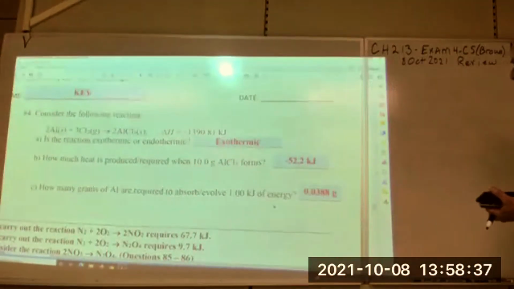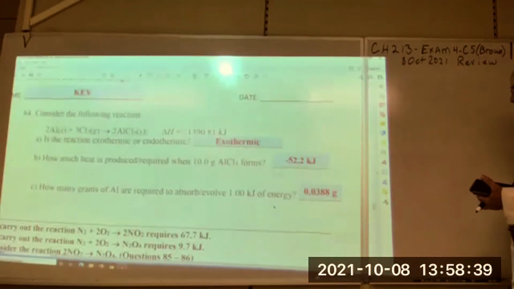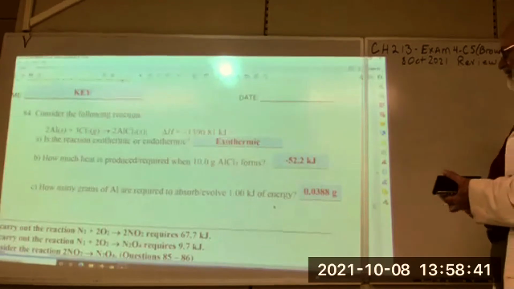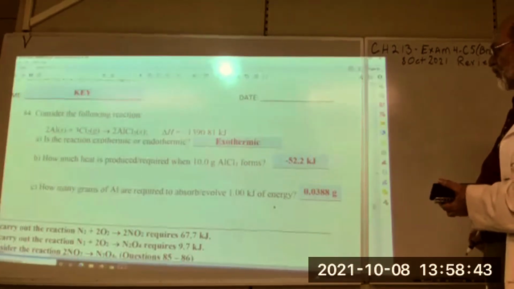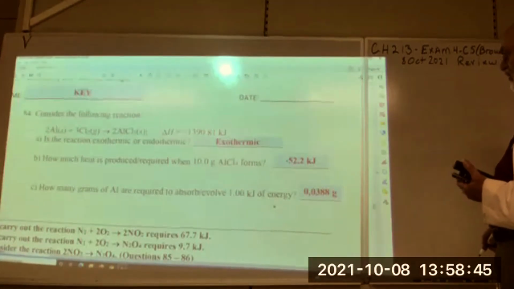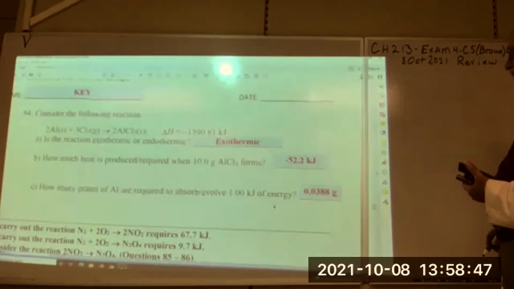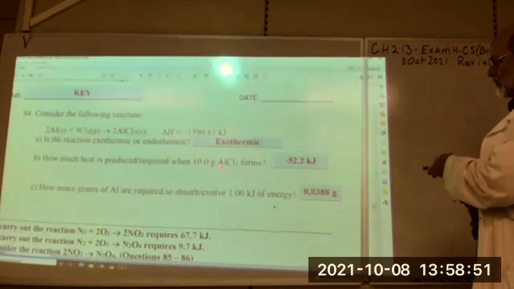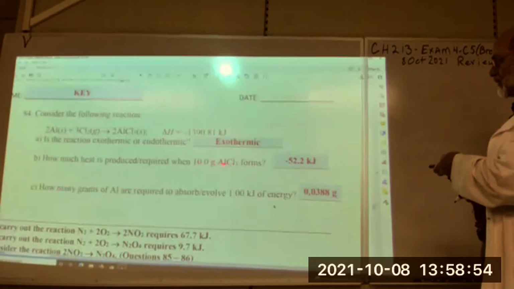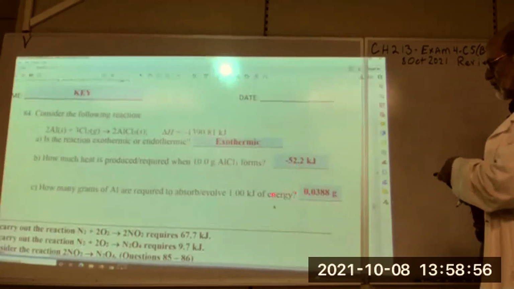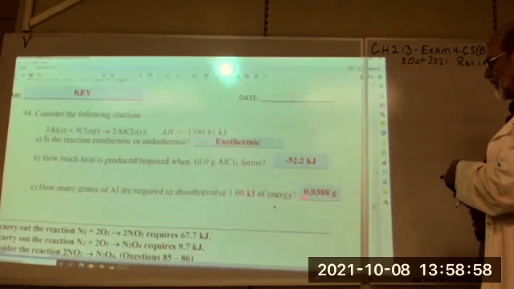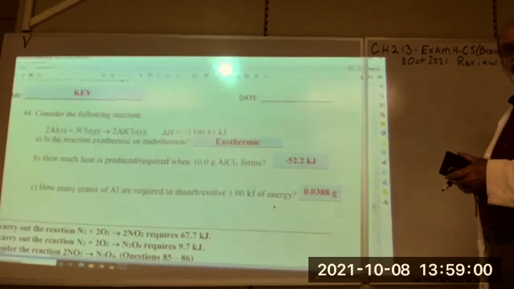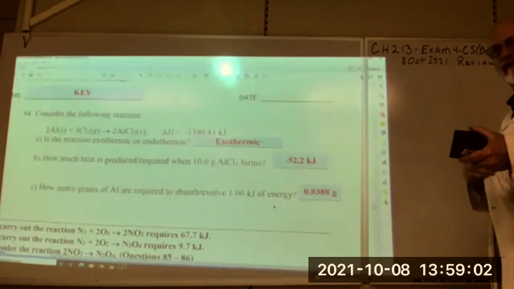How many grams of aluminum are required? Well, okay, I messed up. Maybe I didn't. How many grams of aluminum are required to absorb or evolve 1 kilojoule of energy? All right, so now we're working backwards. Instead of going from grams of aluminum chloride to heat, we're saying we want to make this much heat out of how much aluminum.